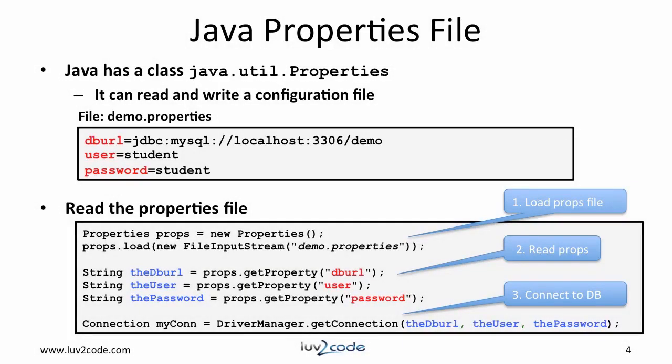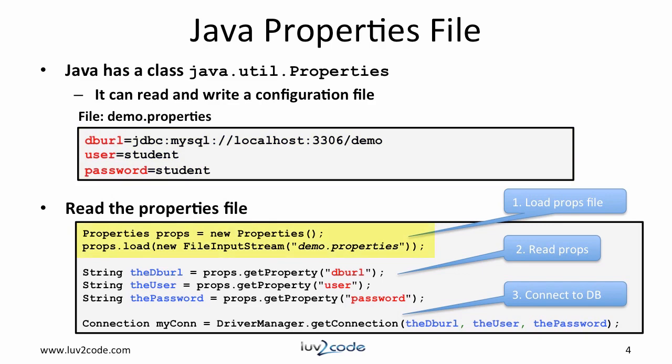Java has a class called java.util.Properties. It's used to read and write configuration information. So you basically have a properties file that has a collection of name-value pairs. So in this example, I have demo.properties, and I have a name, DB URL, with a value of jdbc: and so on. Same thing for user ID and password, standard configuration file. You can use Java to read this properties file.